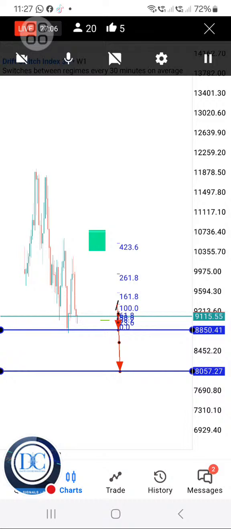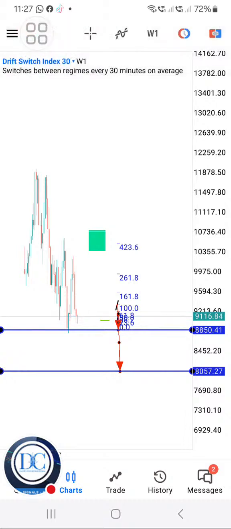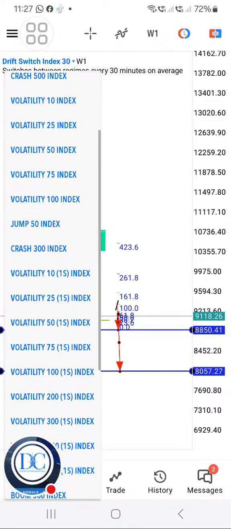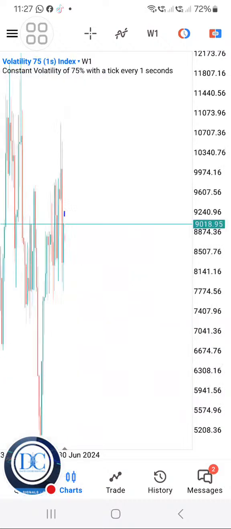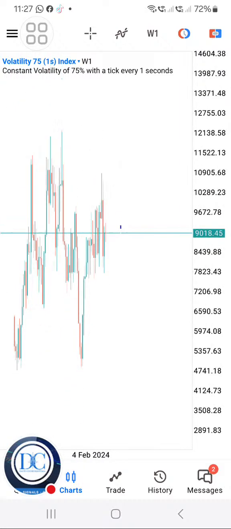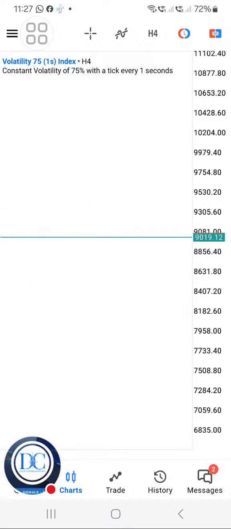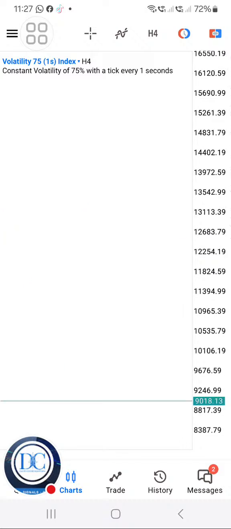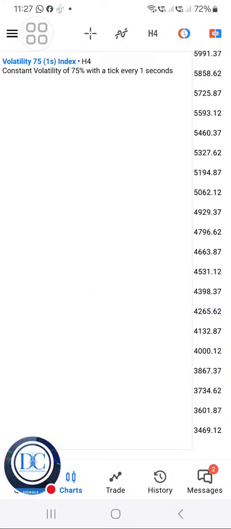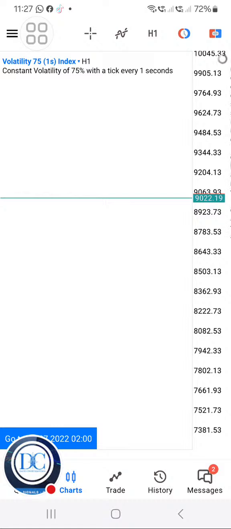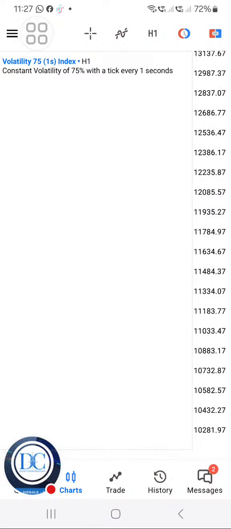The next asset is gonna be what? We're now on VIX Drift Switch. We skipped some assets. So with this one, it has been going up for some time. I think those who are in my VIP group were able to catch some of the buying opportunities. So let's look at what is currently taking place now.